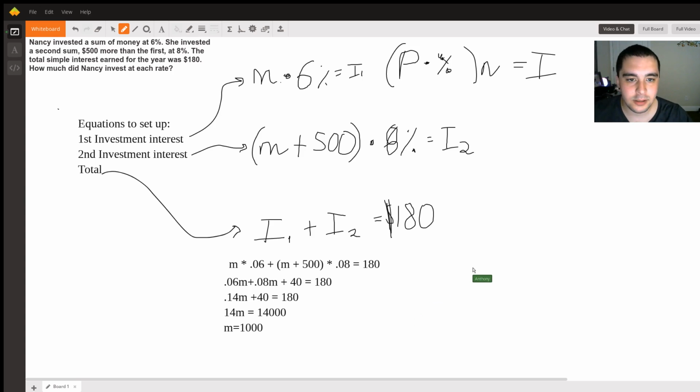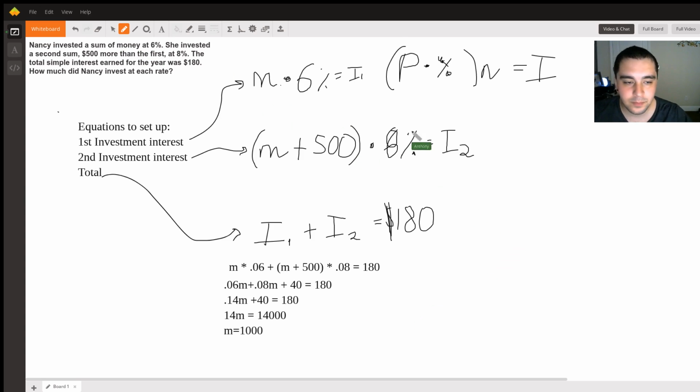And now that tells us that the investments she made were $1,000 for the lower rate, and $1,500 for the better interest rate, right?